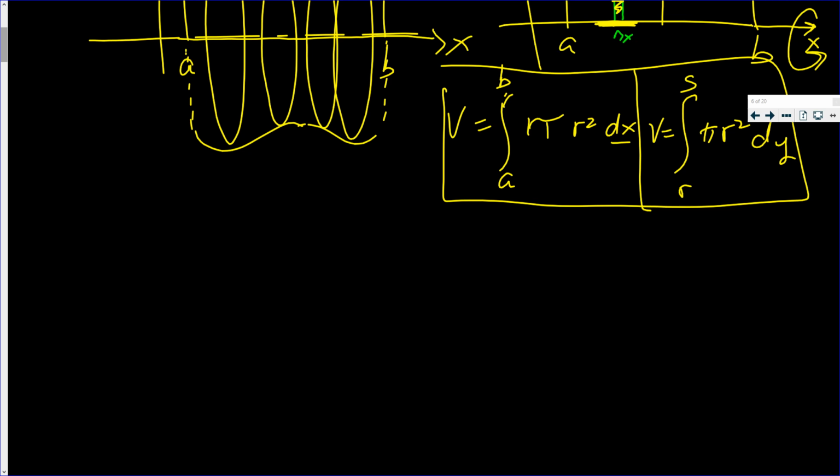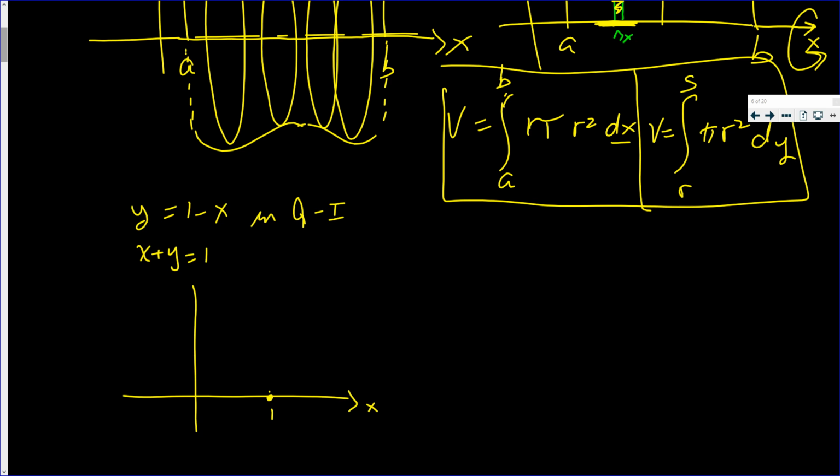Suppose you have the curve y equals 1 minus x in quadrant 1, and you want to revolve it around the x-axis. If I bring the x over, this tells me that x plus y is 1. Remember, anything on the x-axis, y is 0, so x has to be 1. And anything on the y-axis, x is 0, so y has to be 1. This here is the line in quadrant 1.